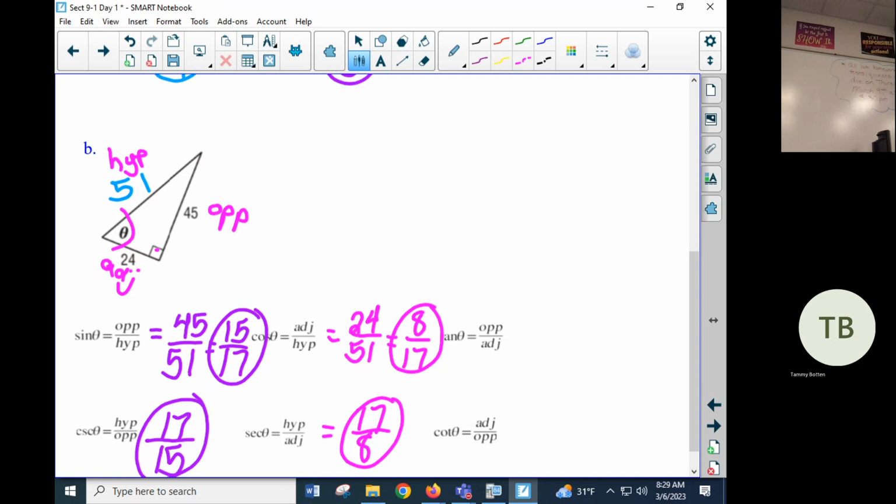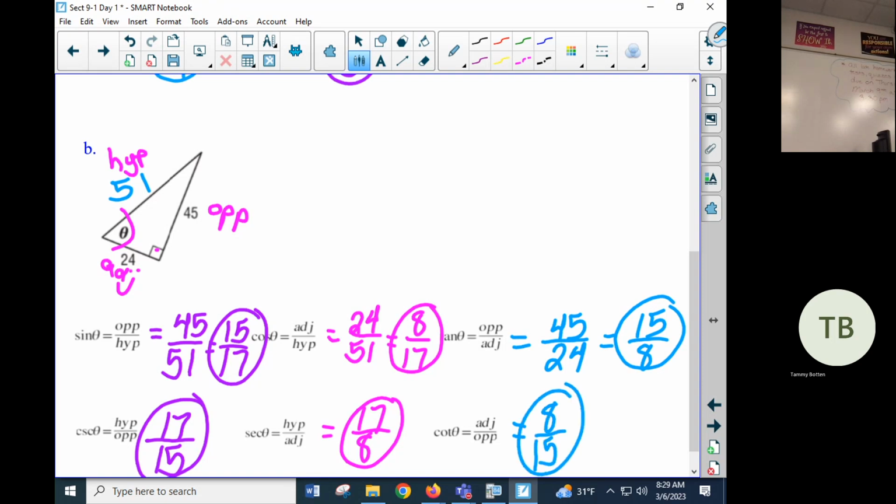Okay. And then the last one here, tangent, the opposite is 45, the adjacent is 24. 3 goes into each of these. Again, this is 15, this is 8. And down here, you would just flip that and it would be 8 over 15. Okay.